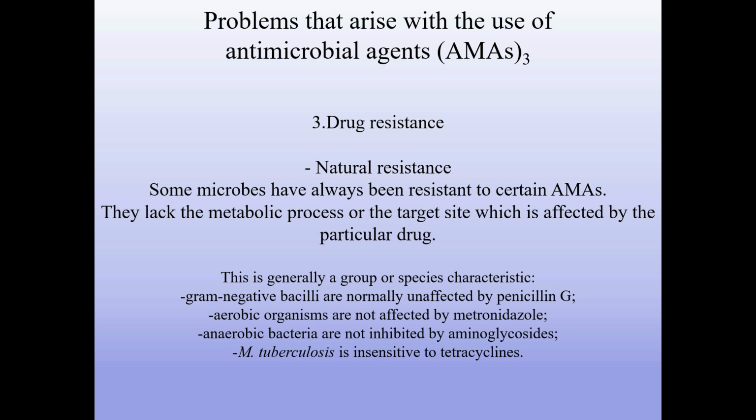The third problem is drug resistance. First type, it can be natural resistance. Some microbes have always been resistant to certain antimicrobial agents. They lack the metabolic process or the target site which is affected by the particular drug. This is generally a group or species characteristic. Gram-negative bacilli are normally unaffected by penicillin G. Aerobic organisms are not affected by metronidazole. Anaerobic bacteria are not inhibited by aminoglycosides. Mycobacterium tuberculosis is insensitive to tetracyclines.